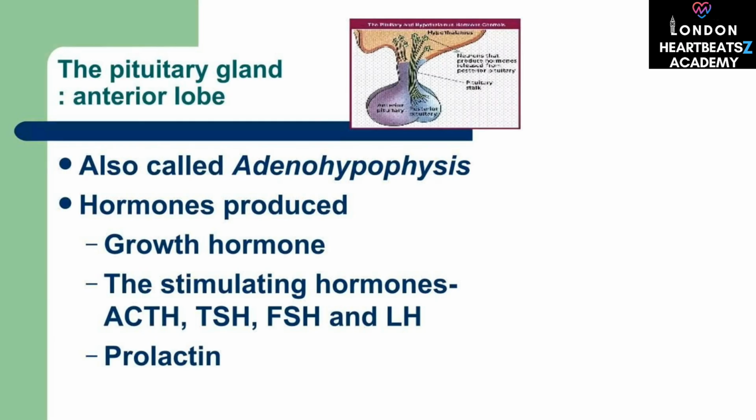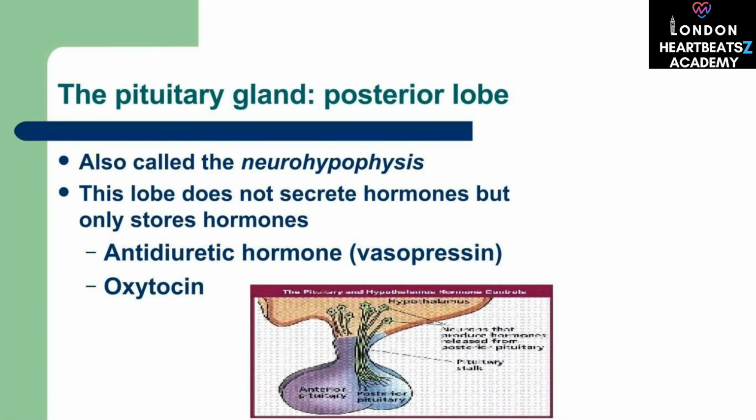This illustration shows the location of the thyroid gland, situated in the neck, and the small parathyroid glands embedded in its posterior surface. The adrenal glands, located atop the kidneys, consist of the cortex and the medulla. The cortex secretes steroid hormones, while the medulla secretes epinephrine and norepinephrine.